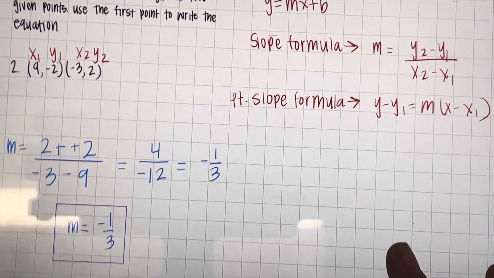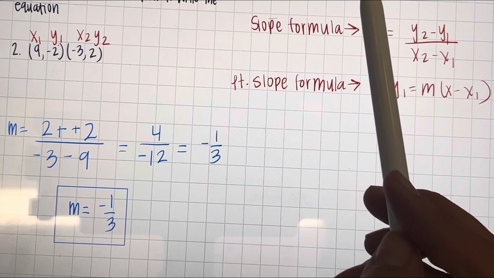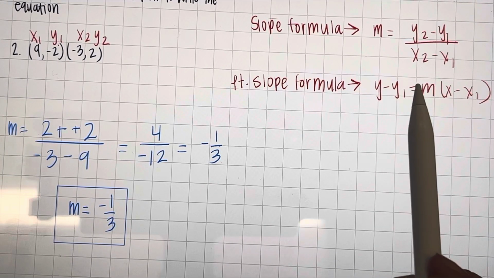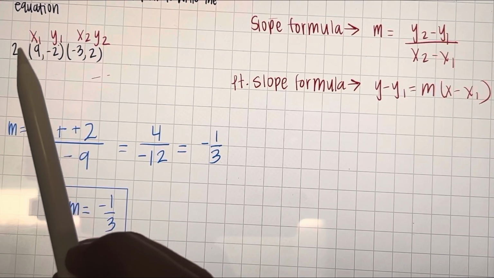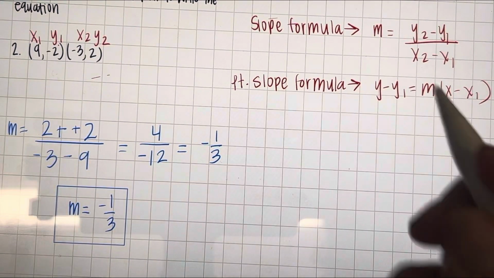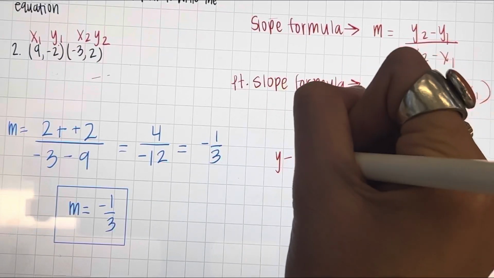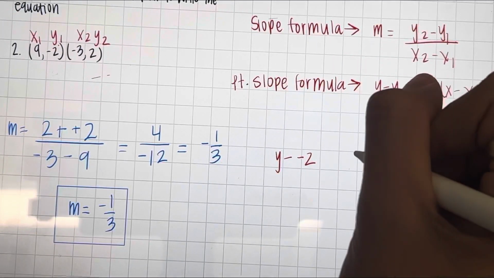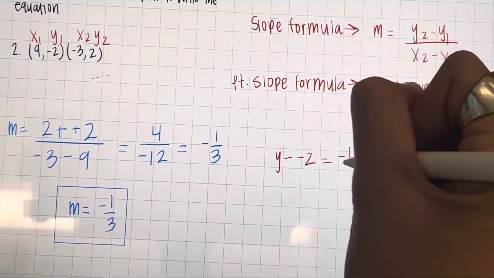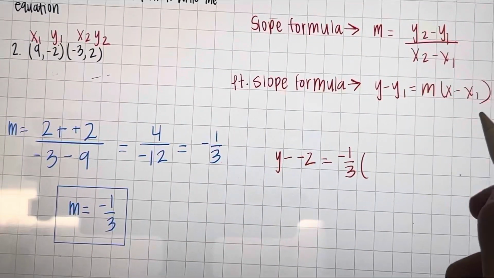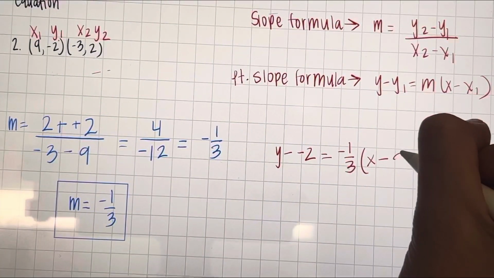And now we're going to come over here and we're going to try doing our point slope formula with what we have. So again, our instructions say use the first point to write the equation. So we're going to be using 9 and negative 2. If I fill in what we know, it's going to be y minus a negative 2, don't forget your signs, equals m, we found our m. We know it's a negative 1/3, times x minus our x1, which is 9.